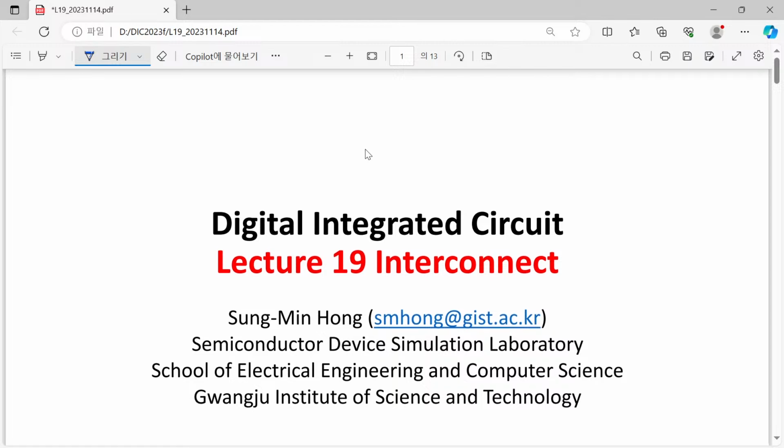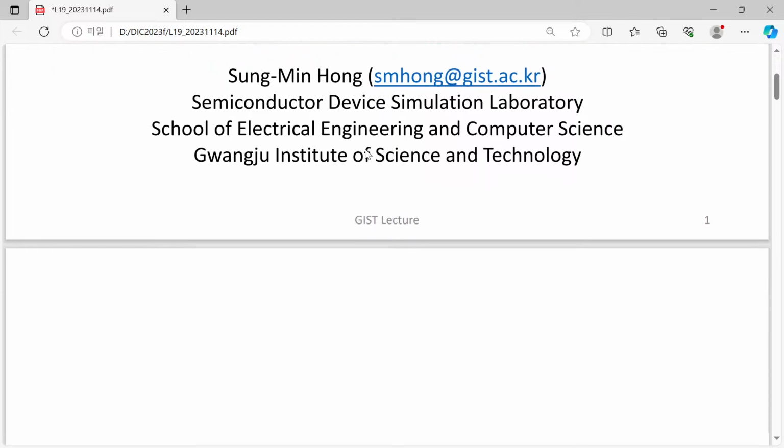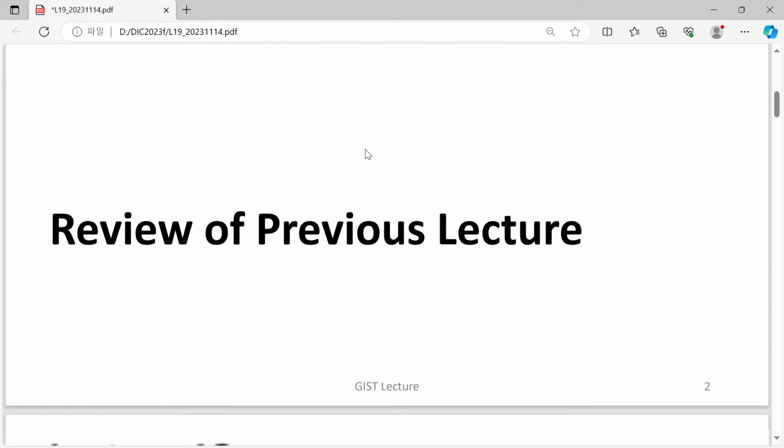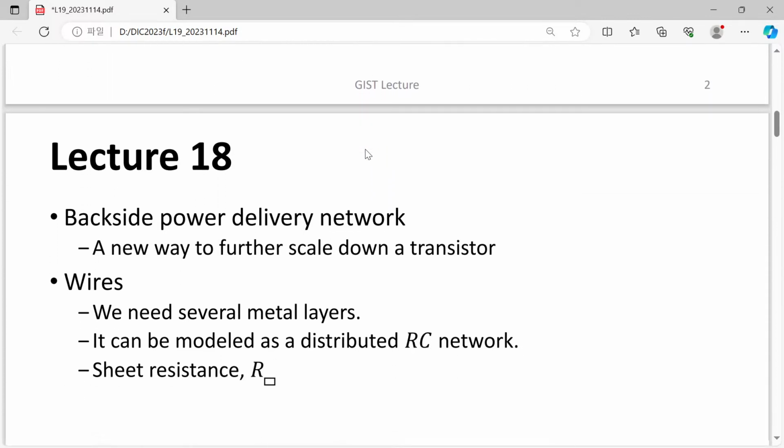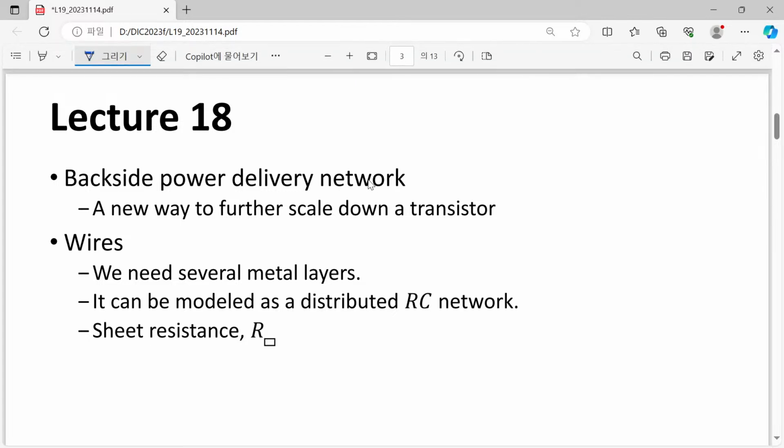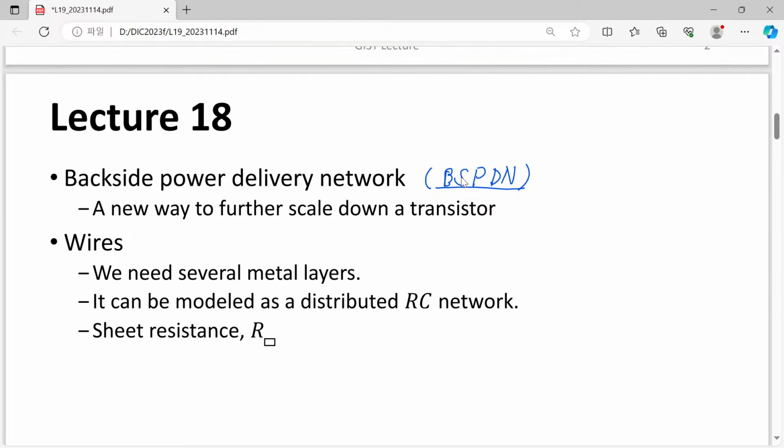Okay, this is lecture 19 for interconnect, and we go to the review of our previous lecture, lecture 18. At the beginning of lecture 18, I told you that nowadays backside power delivery network, sometimes made short as backside PDN, is a new way to further scale down a transistor. Actually not a transistor, but the combination of transistors can be reduced. Its size can be reduced by adopting this backside power delivery network.